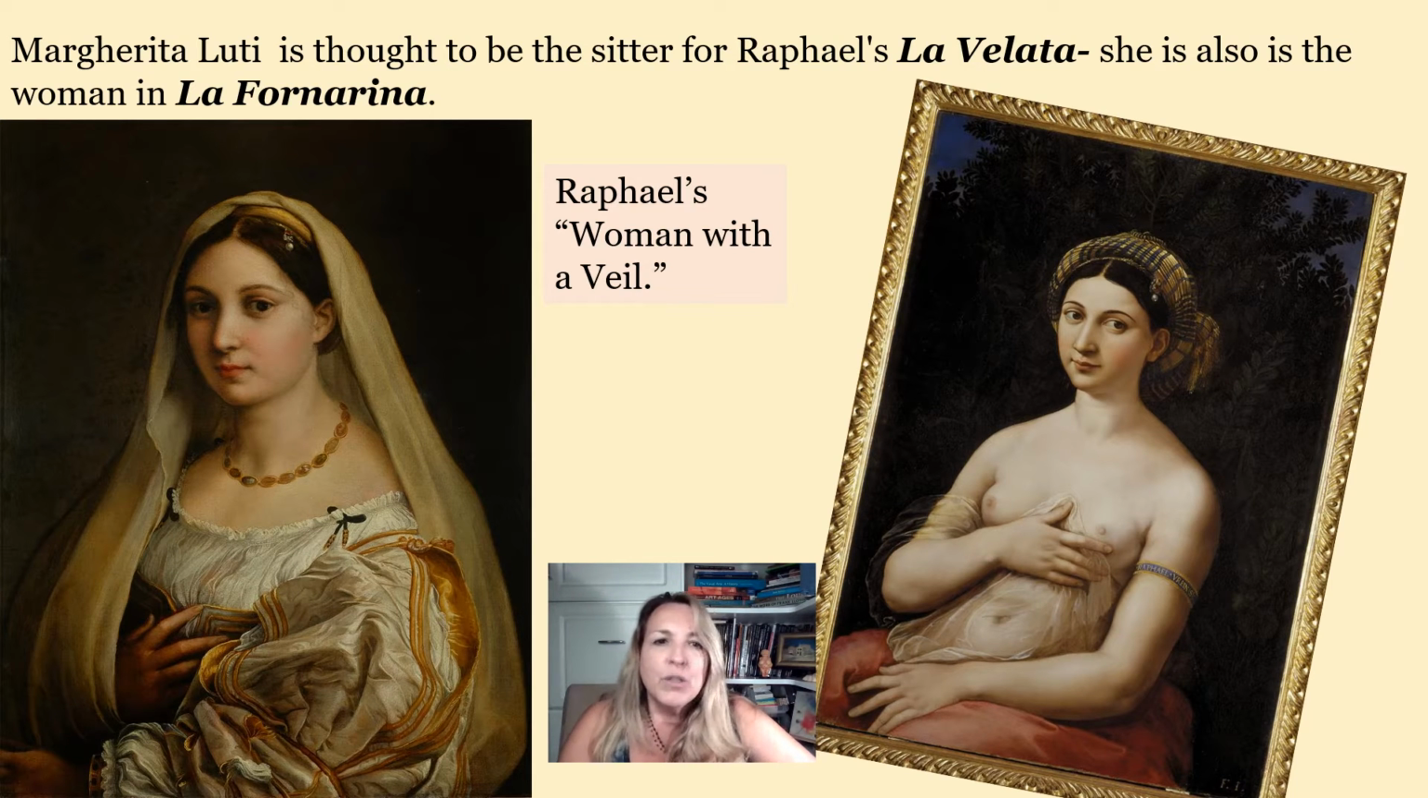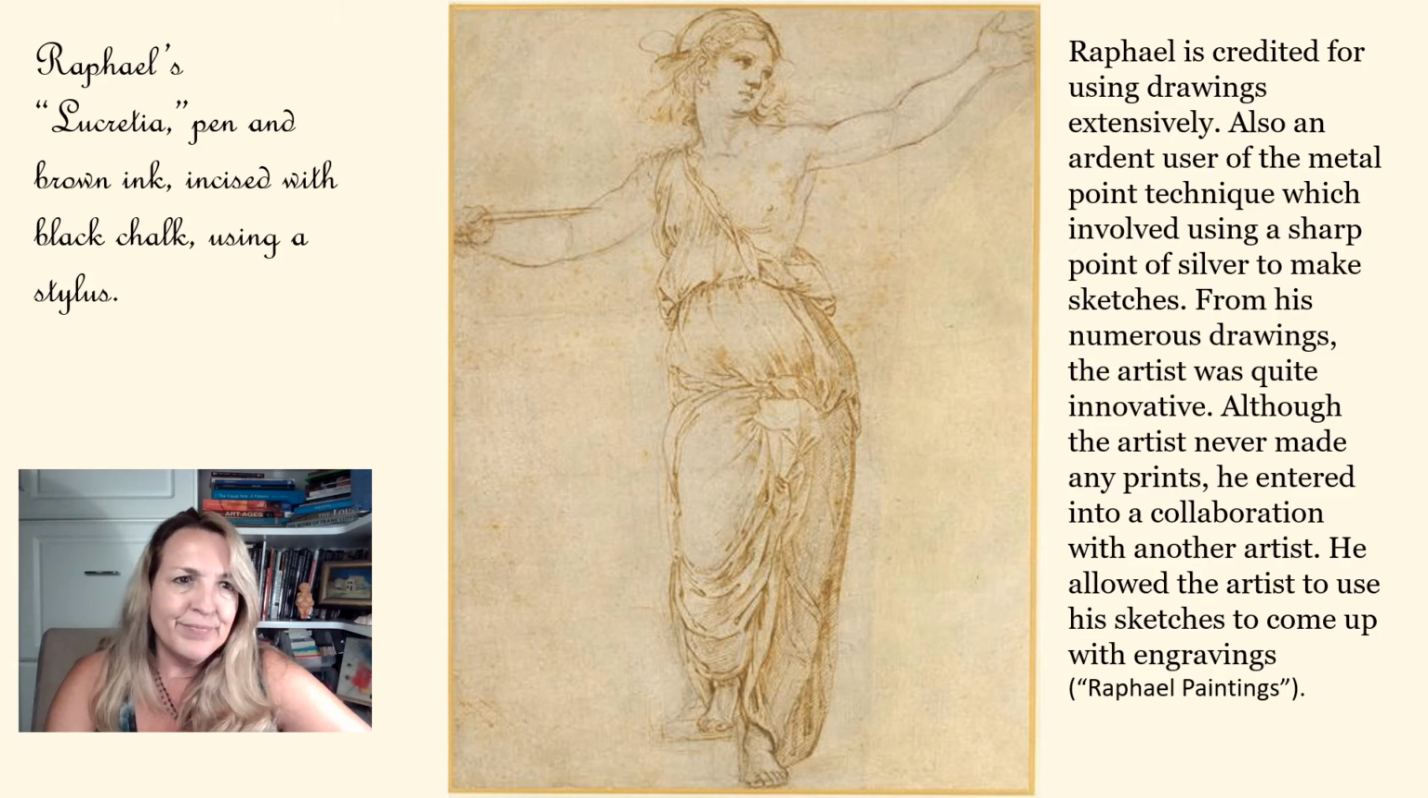So Margherita Luti is thought to be the sitter for La Velata. She's also the woman in La Fornarina, and again, it means the baker girl. And so Raphael's woman with a veil. And both, of course, are pretty famous. I think the second one is a bit more famous, but maybe because, well, she's nude. That might be part of it. But certainly she was quite beautiful.